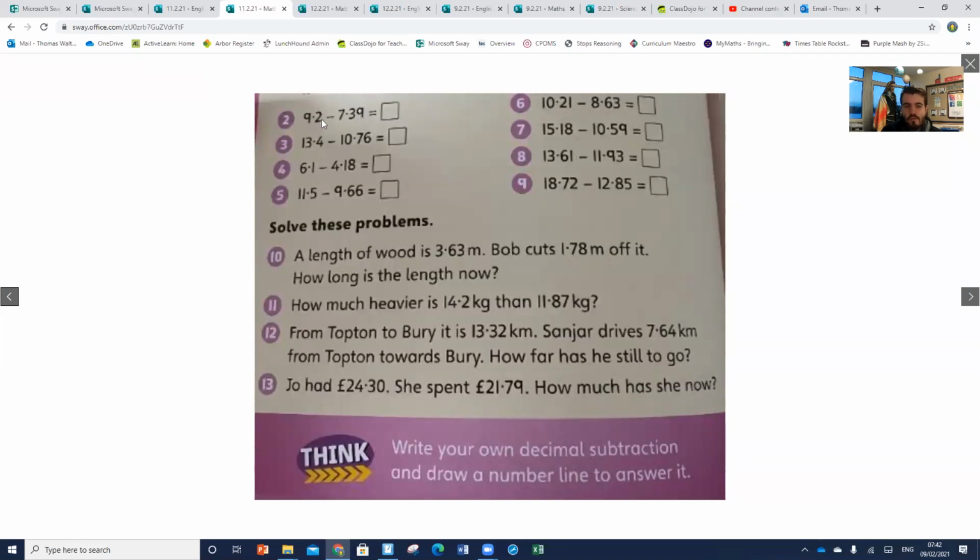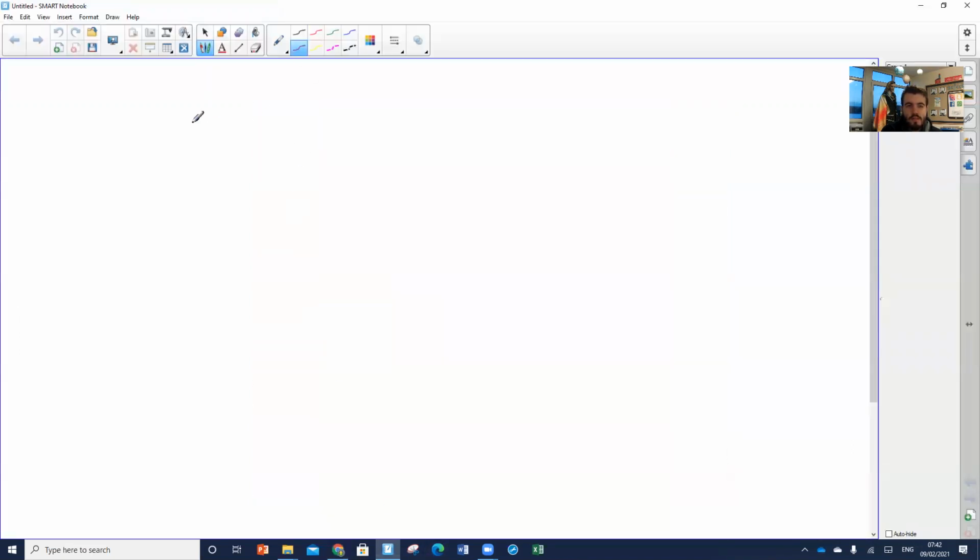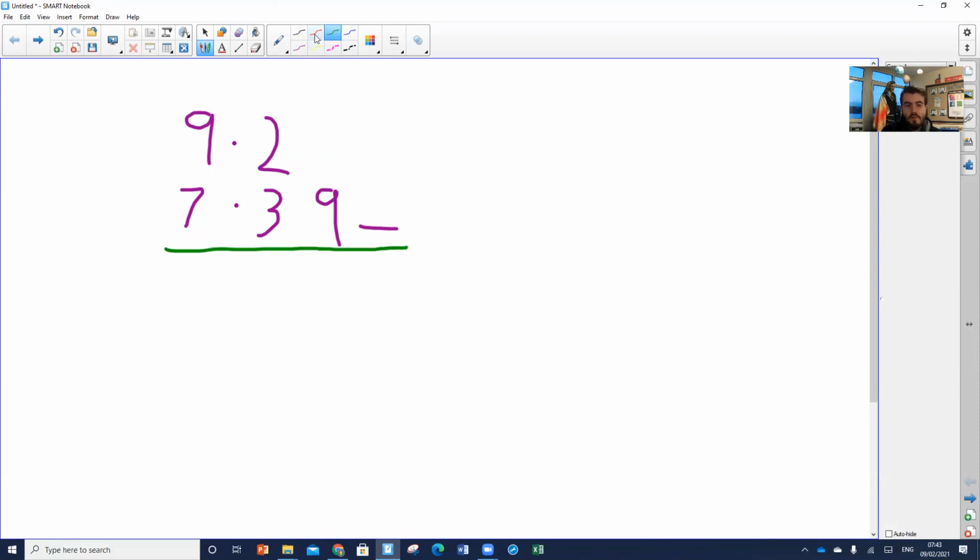That's because when we have a question like 9.2 take away 7.39, if I was to write that one down here, we've got 9.2 take away 7.39. Now, if you have a look at this, to me, it looks like I've got my decimal points in the right order. I've got my numbers lined up, but there is a big problem. Hopefully you can spot it already. If you can't spot it, then you've got a great big gap here, okay?